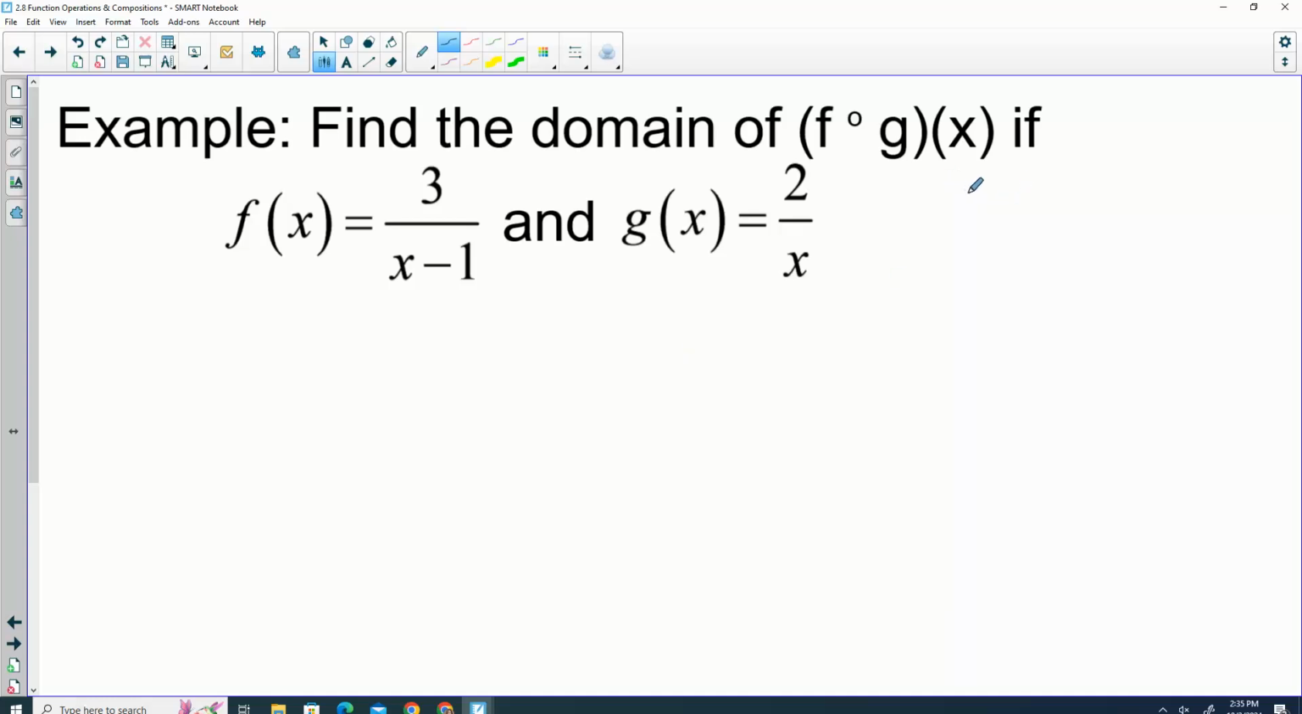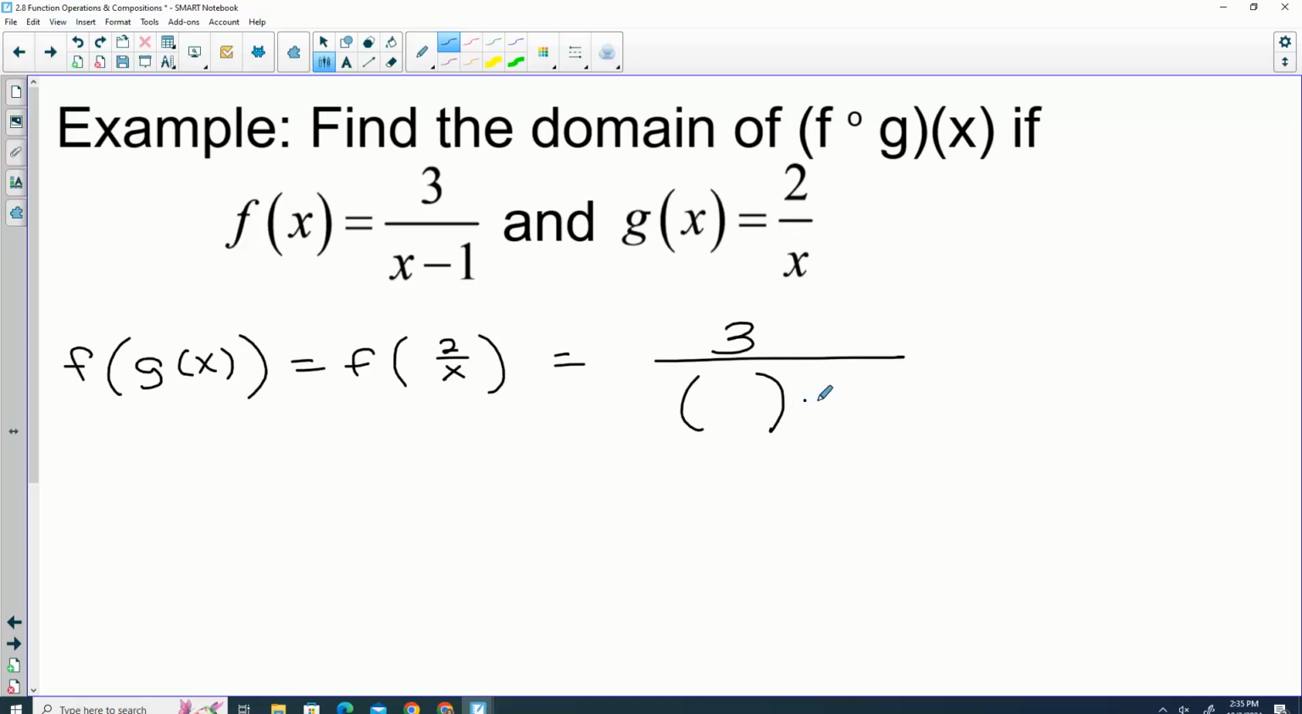I'm asking for the domain of f composed with g, so we have to do the composition. Start on the inside. g is 2 over x, and I'm plugging that into x, so that means in function f, every time we saw an x, we are going to replace it with 2 over x. Alright, is this good notation? No. Fraction in a fraction is bad. How do we fix it?